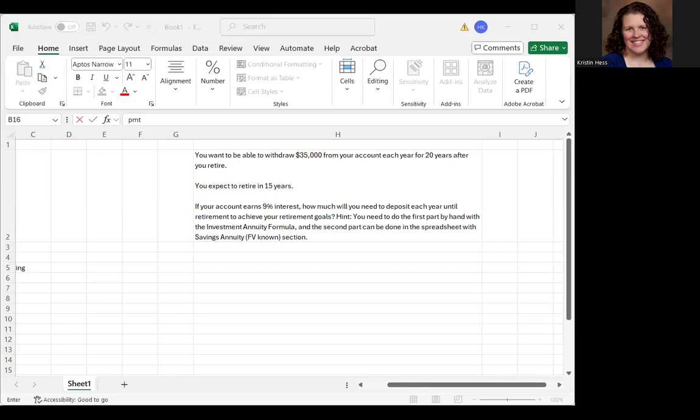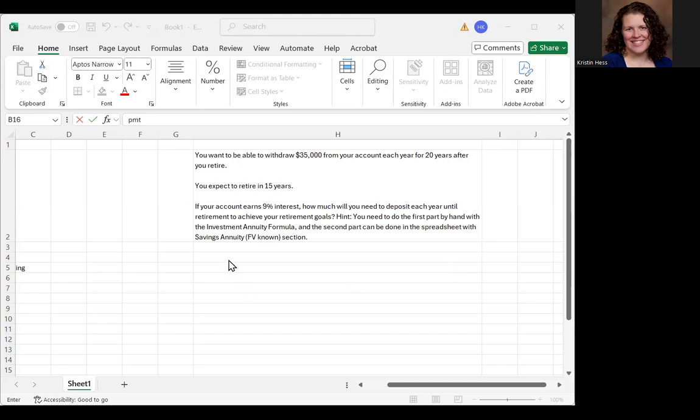Hey everyone, I want to talk you through this two-part problem. We want to be able to pull out $35,000 each year for 20 years when we retire. Right now we have 15 years before we hit retirement. Your account earns 9% interest, so we want to know how much we need to put away each year right now so we can reach our goal to pull out $35,000 a year.